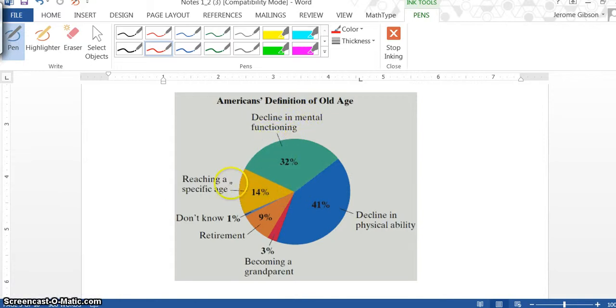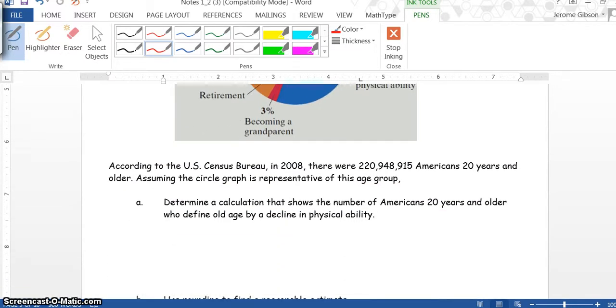Now, if we look here, we have different sections. We have decline in physical ability, decline in mental functioning, reaching a specific age, don't know, retirement, becoming a grandparent. Those are the various reasons. Now it says, according to the U.S. Census Bureau, in 2008, there were 220,948,915 Americans 20 years and older. Assuming the circle graph is representative of this age group, determine a calculation that shows the number of Americans 20 years and older who define old age by a decline in physical ability.